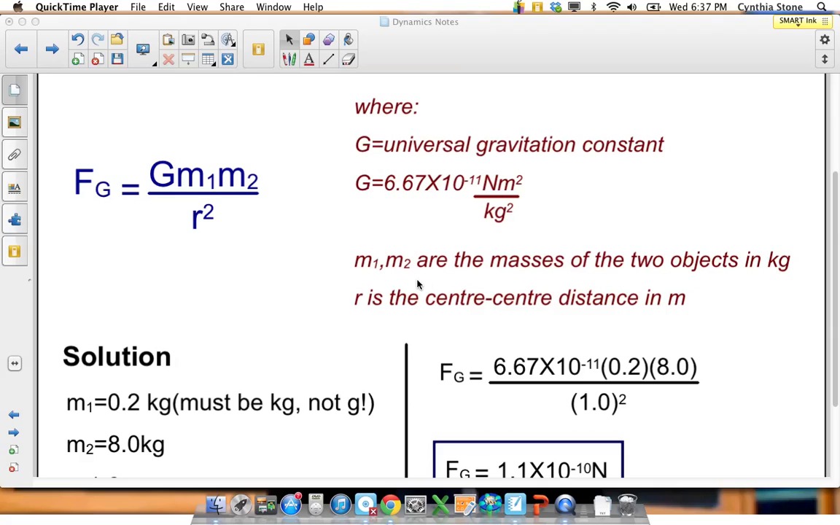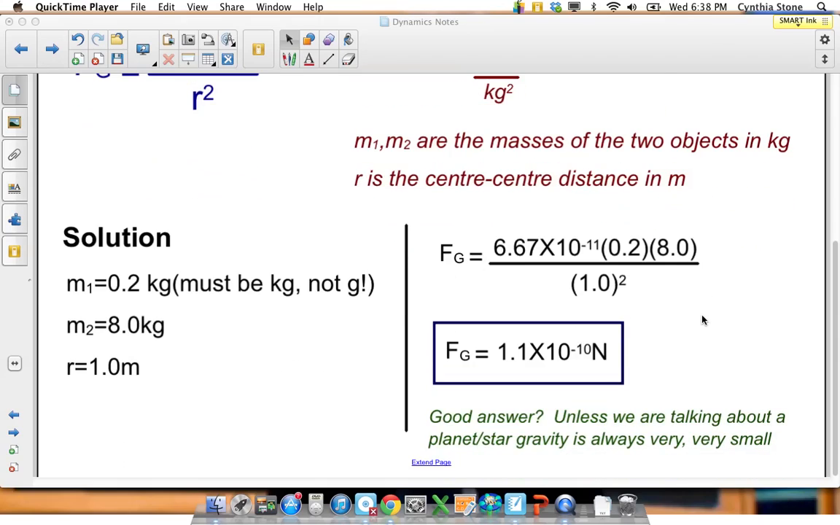So the M1 and M2 are masses. Because of this constant in meters squared and kilograms squared, keep everything in those units: your mass is always in kilograms, and your R is the center to center distance, and it's meters, it has to be, okay? So just looking at the solution then, very simply, our givens. Notice I put it into kilograms, not grams, because of what I set up here. Sub it into the equation, and you get an answer.